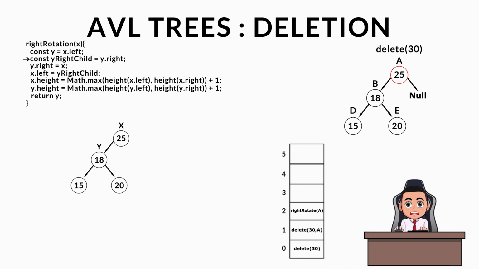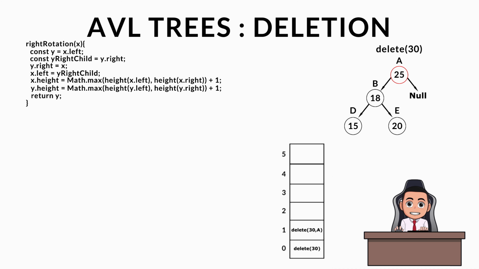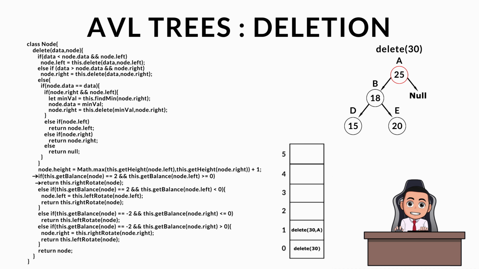We set the right child of y to reference x, and we set the left child of x to reference y's old right child. After our rotation, all that's left to do is update our heights. So x's height becomes 1 and y's height becomes 2. Next, all that's left to do is go ahead and return this subtree. And since this has now also finished executing, we could pop this off the stack. We then get returned to our delete method, where we also return the subtree that was returned from our right rotate method. And since this has also finished executing, we could pop this off the stack.